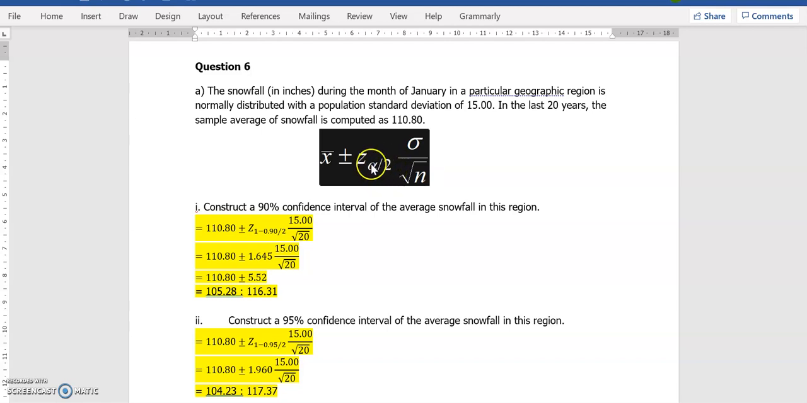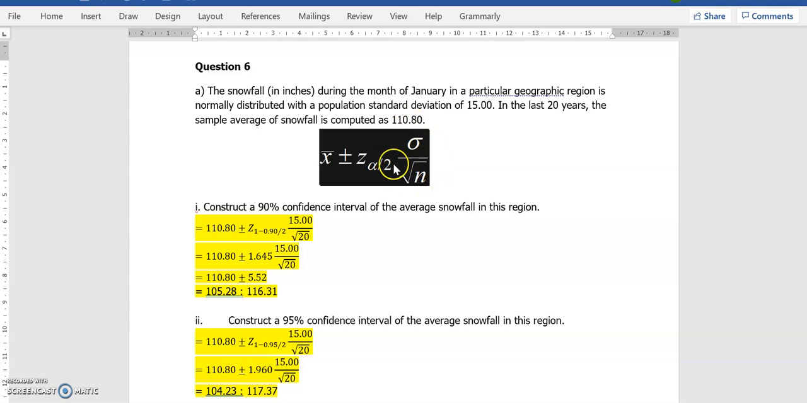So the reason why this significance level is divided by 2 is because in the interval estimate, we have 2 critical values, one to the right, the other one to the left. And we also refer to these critical values as tails, left tail and right tail.